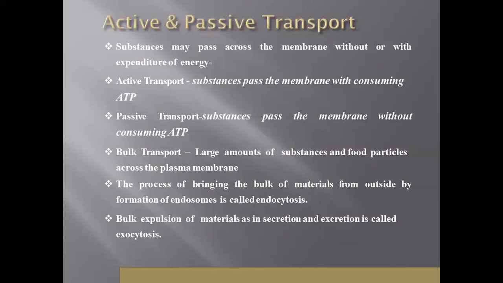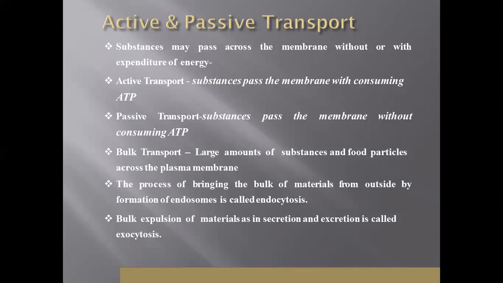There are two types of transportation that take place inside the cell. One is active transport and another one is passive transport, right? Active transport is when the substance passes by consuming ATP, that is energy. Passive is the transportation without consumption of ATP. Bulk transport, there are different types now.